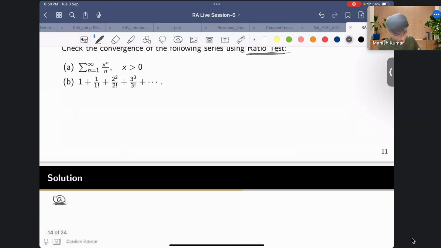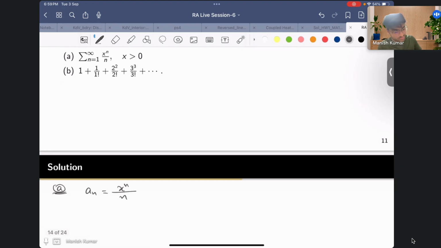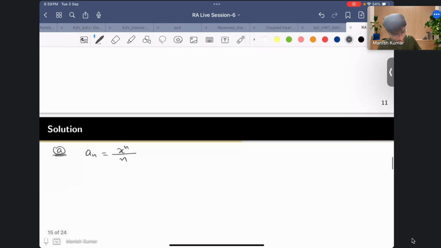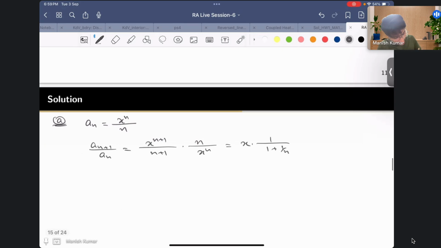So here if you notice, this a_n is given by x^n upon n, right? Now for the ratio test we just need to evaluate the ratio a_(n+1) upon a_n. So the ratio a_(n+1) by a_n is equal to x^(n+1) upon n+1, and then you have n times x^n. So this is x times 1 upon 1 plus 1 by n. Now if you take the limit, clearly this limit exists, and what you get is x, right?